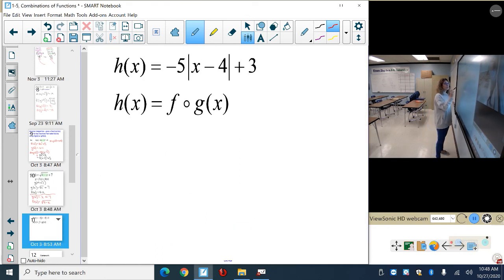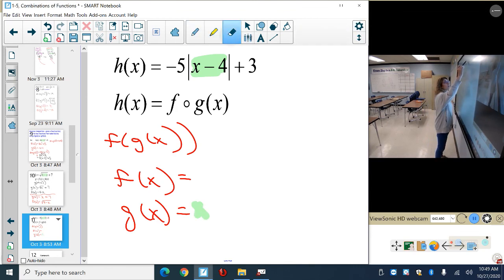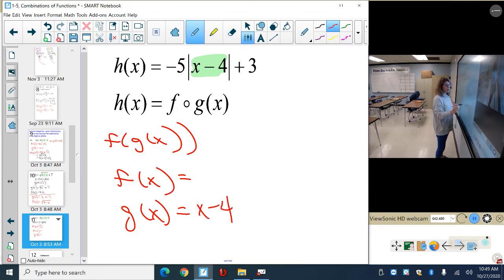Same thing here. F of g of x is the inside one. So what's on the inside? X minus 4. So that's going to be g of x. So if x minus 4 is on the inside, then what's left to be f of x? 5 times the absolute value of x plus 3.